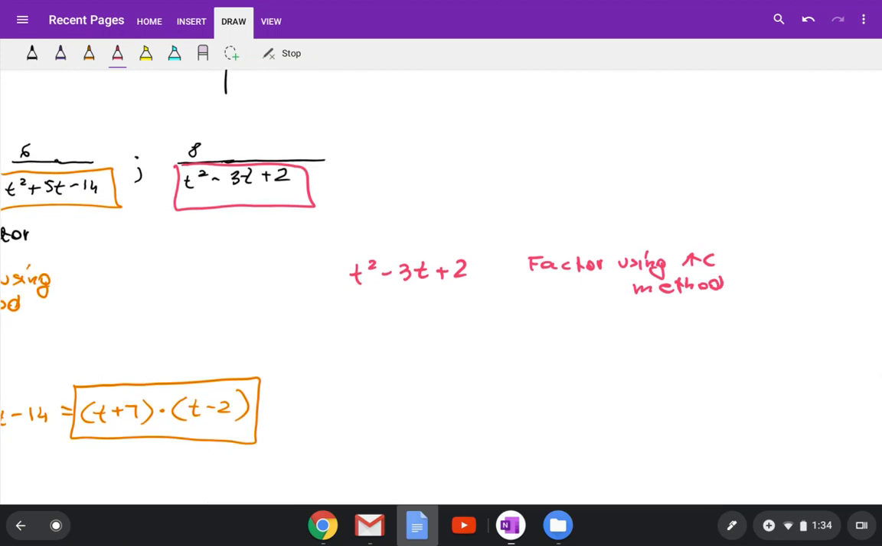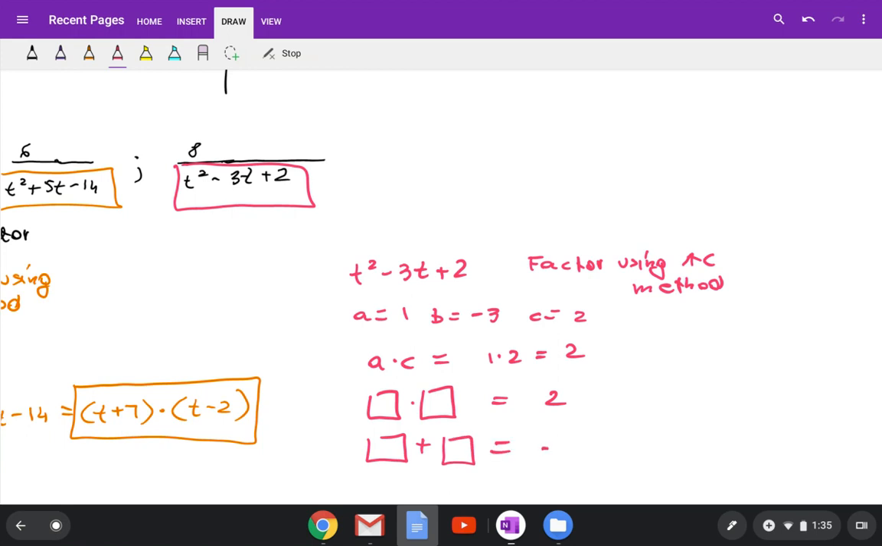Okay, so A is equal to 1, B is equal to negative 3, C is equal to 2. So A times C is equal to 1 times 2, which is 2. Find two integers whose product will give you 2, and the same two integers which add to give you B. B is negative 3. So negative 2, negative 1. This is an easy case.